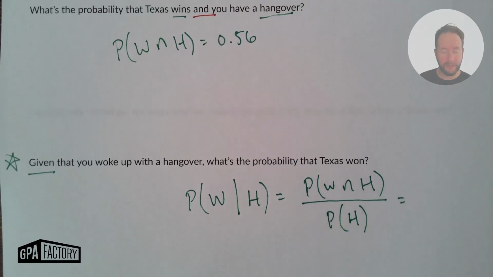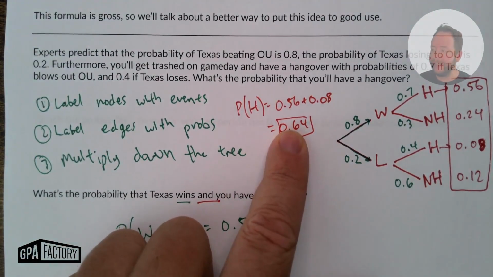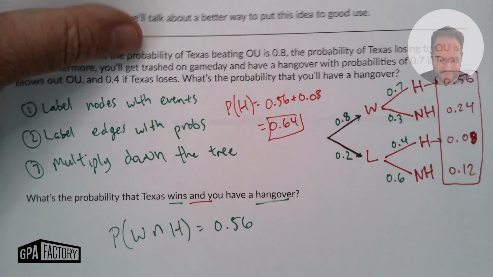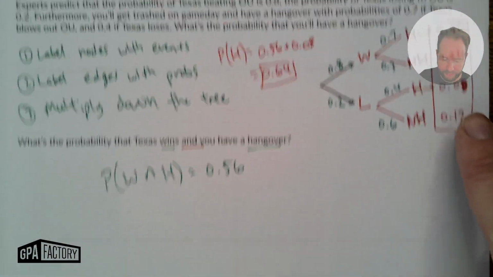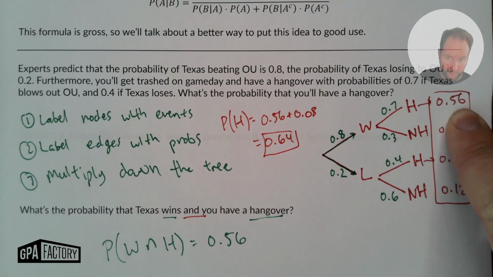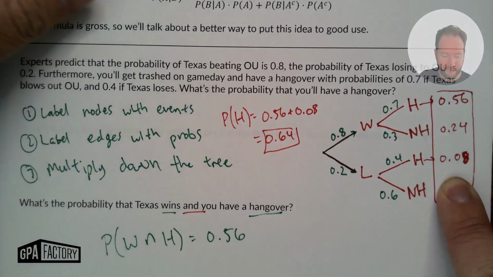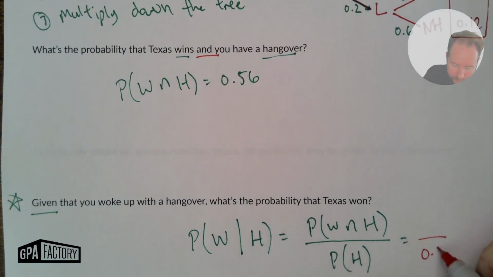Now, the astute among you might realize, well, wait a second, Andy, you already calculated the probability of hangover. Well, let's pretend you forgot. How do I go find the probability of hangover from this tree? I go back up to the tree and I ask, which of these four values have me having a hangover? This 0.56 and this 0.08. So those two get added together to make my denominator of 0.64.